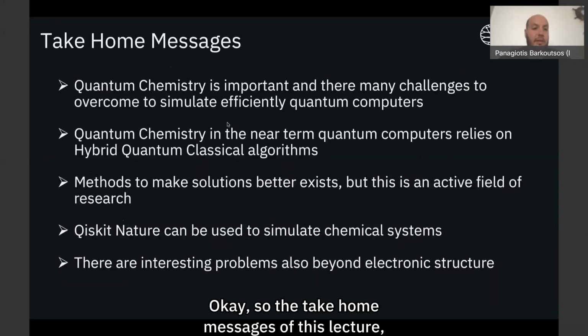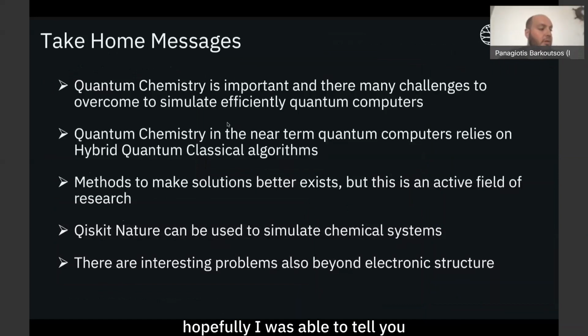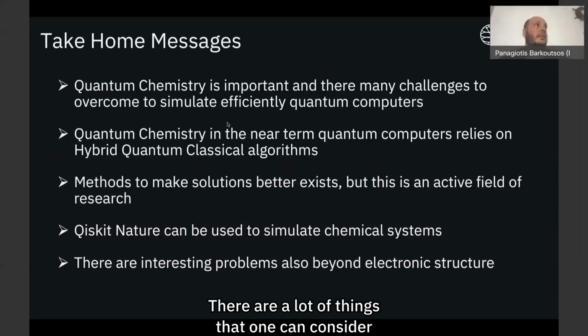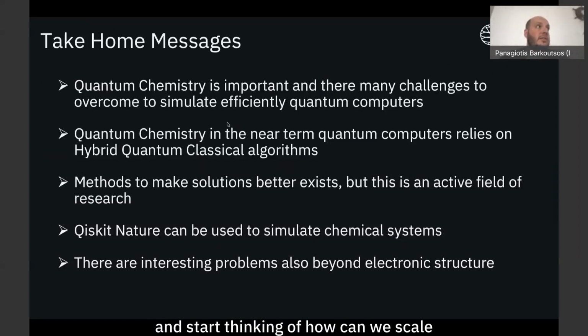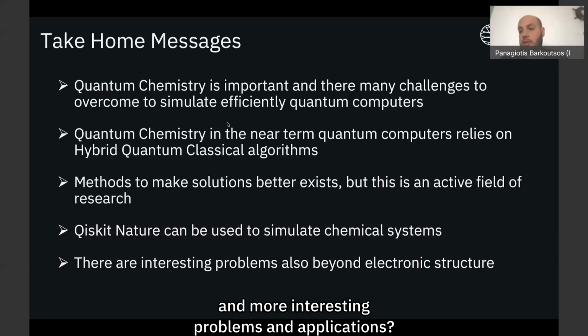Okay, so the take-home messages of this lecture. Hopefully, I was able to tell you that quantum chemistry is important and there are many challenges to overcome to simulate efficiently quantum computers. There are a lot of things that one can consider and start thinking of how can we scale up these calculations, how can we do the next step, how can we start thinking about more and more interesting problems and applications.